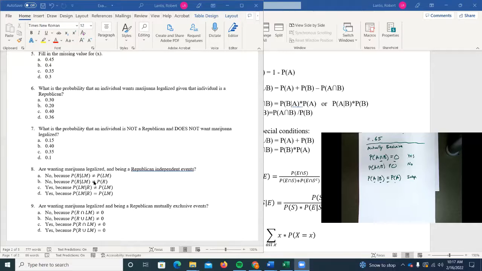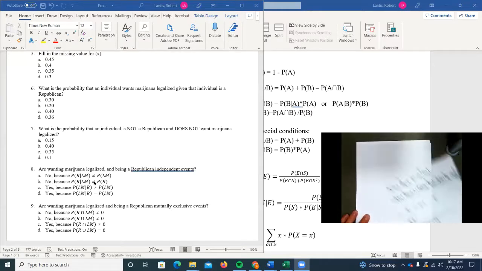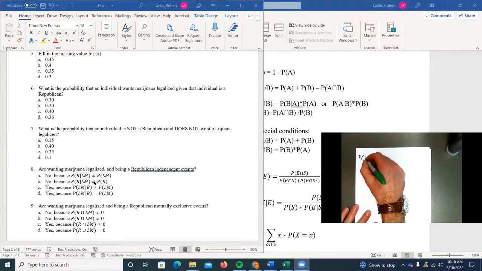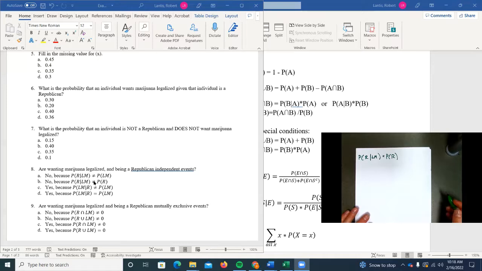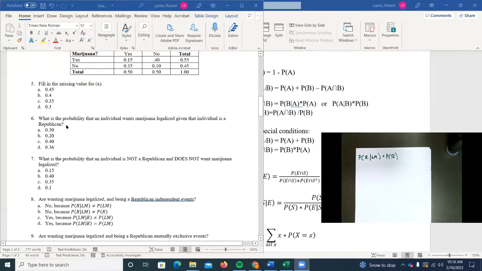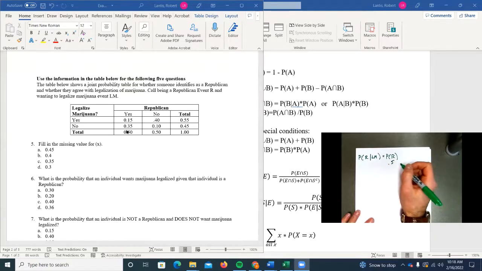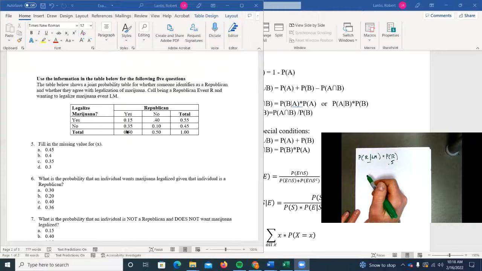Now here, I actually have to figure out whether or not they're independent, right? So how can I find this conditional probability? How can I find this unconditional probability? Well, let's write this out in the context of our example. So we've got the probability of being Republican, given we want marijuana legalized. We want to see if these two things are equal to each other. Well, what's the probability somebody's a Republican? That's just 0.5. So if this conditional probability is also 0.5, they're independent events.